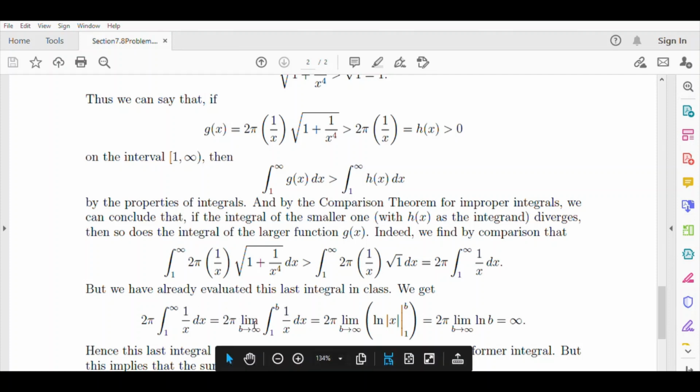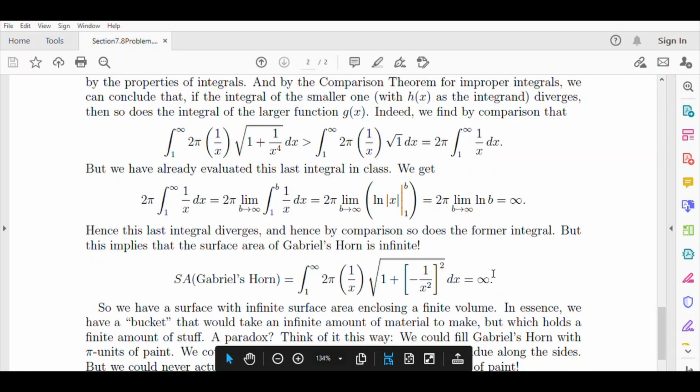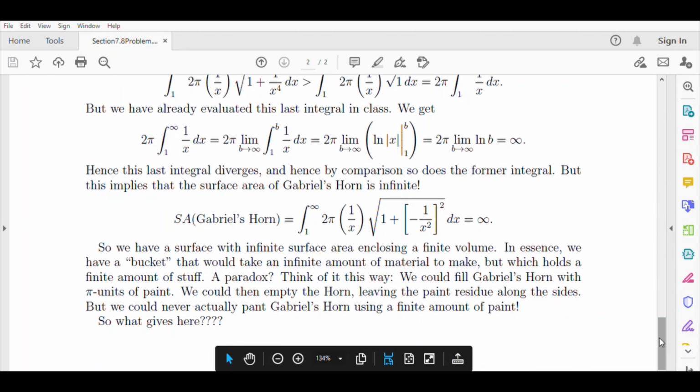So 2 pi limit b tends to infinity, integration 1 to b, 1 by x dx, and integration of 1 by x is log x. So 2 pi limit b tends to infinity log x, limits are 1 to b. Then 2 pi limit b tends to infinity log b after putting the limits. Then if we take the limit as b tends to infinity, we get infinity. So the surface area is infinity. Very interestingly, in Gabriel's horn, the surface area is infinity but the volume is finite.